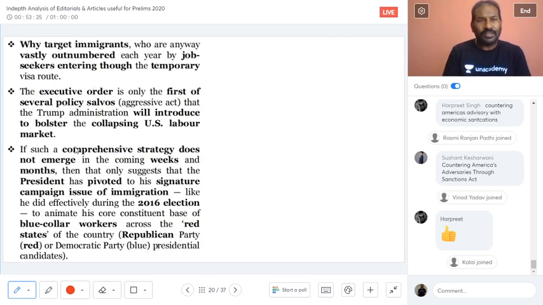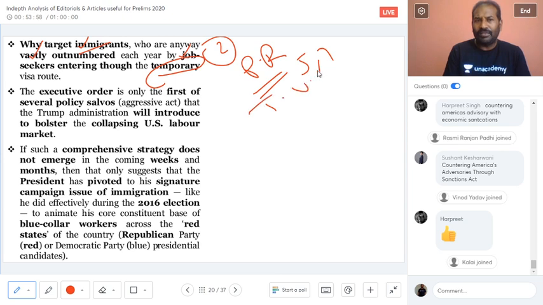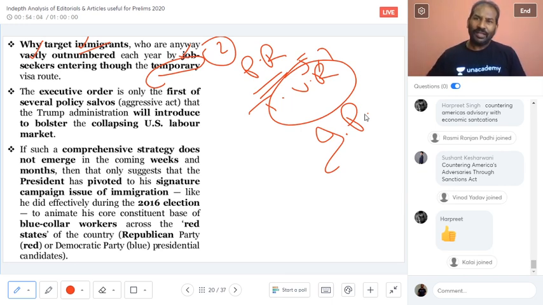And now the other point is, why target immigrants? Now the second question, why target immigrants? Because definitely we have seen that these immigrants have outnumbered, day by day. We looked at the permanent residents also, it is almost 5,77,000. So when these immigrants are outnumbered each year, job seekers are entering through temporary visas. So what is the importance of the immigration policy now? Suspending the immigration policy for 6 months, how does it really work?